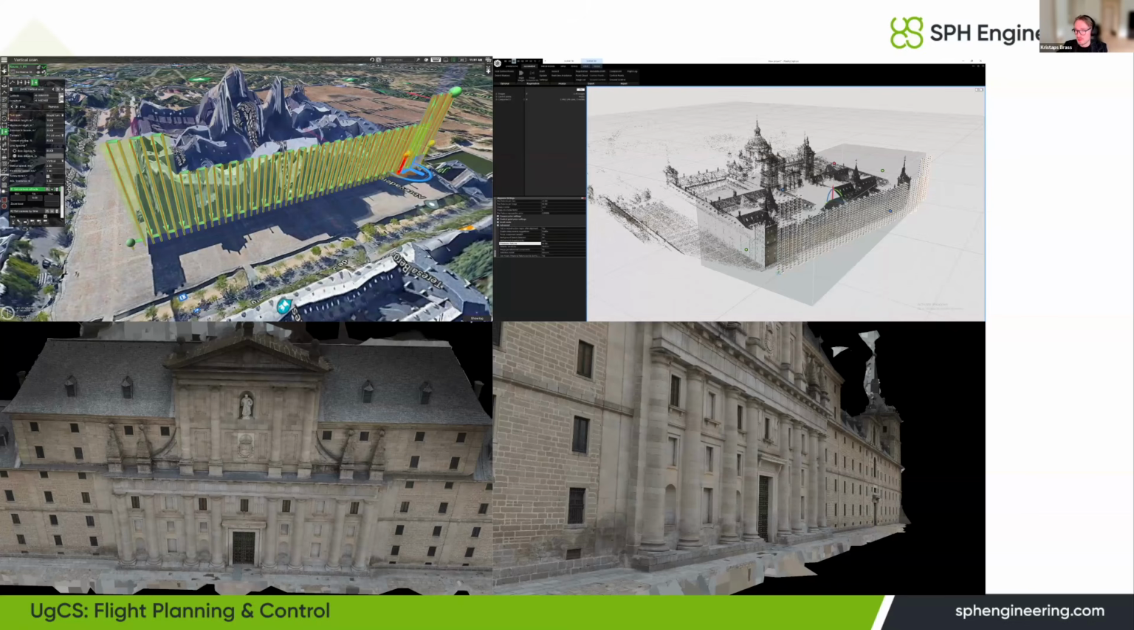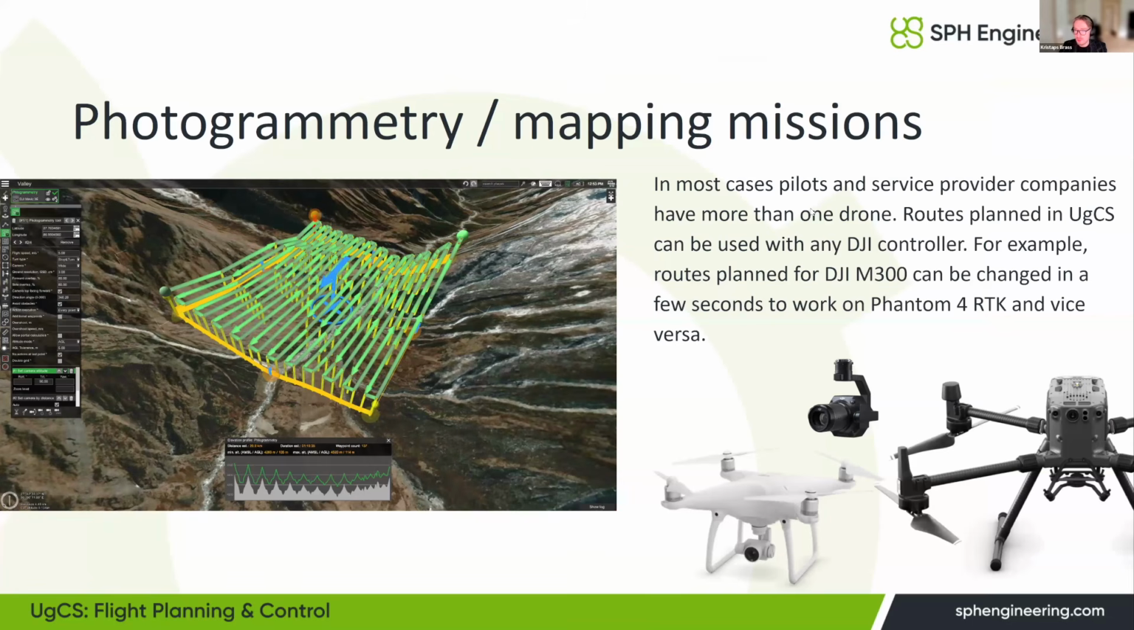But vertical inspections is also one thing that can be quite useful. It's quite in demand, I would say, for property inspections, and you can do this with UgCS, as you can see here. Then, of course, you can also do basic photogrammetry and mapping missions.